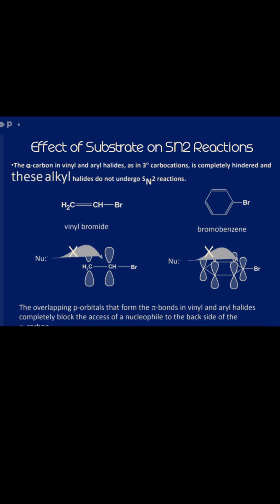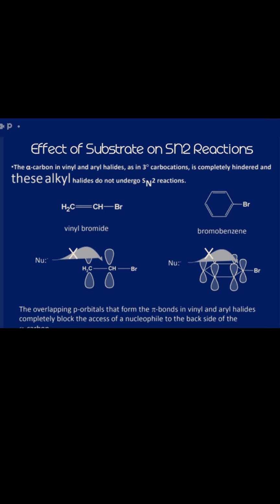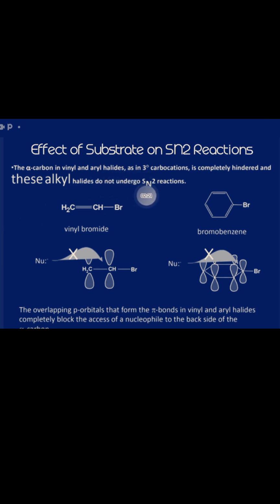First of all, in our first point we can say that in SN2 reaction, 3-degree carbocations do not allow SN2 reaction. In this point, you can say that 3-degree carbocations or 3-degree carbon do not allow SN2 reactions. This is the first point, the effect of substrate. If the substrate is 3-degree, there will be no SN2 reactions.